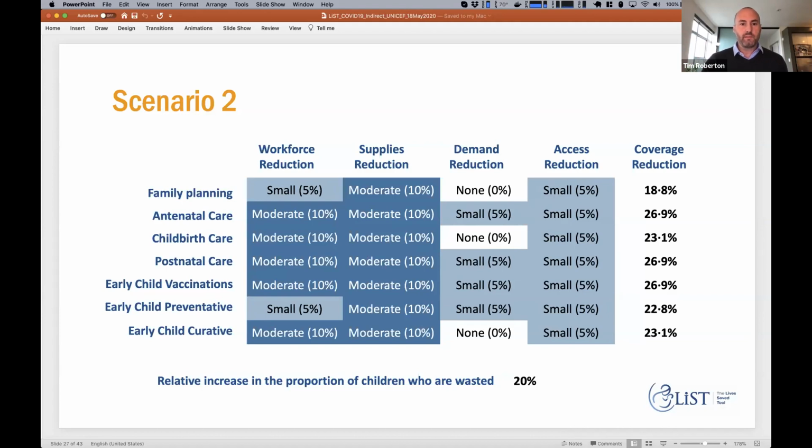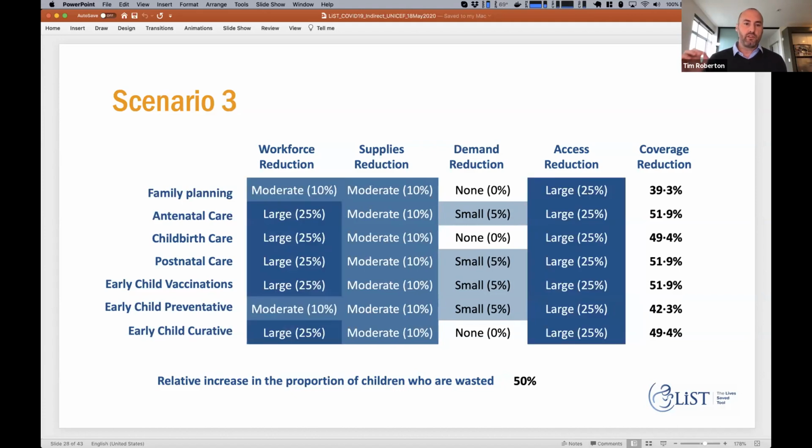In our second scenario, we imagine there will be a further reduction on the supply side. For example, the health system getting constrained, health workers not being able to treat as many people as they wanted to, and supply chain disruptions. For the third scenario, we imagined even further reductions to the workforce, and also big reductions in access, for example because of movement restrictions or broader lockdown policies or other things like that. So those are our 3 scenarios, and you can see increasing severity.